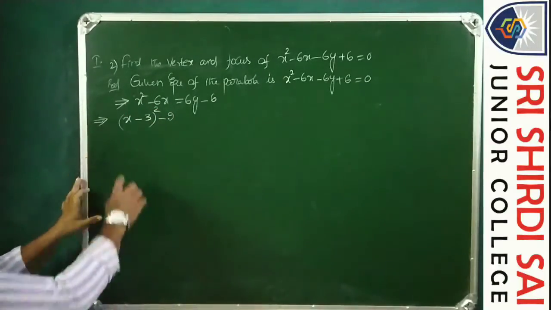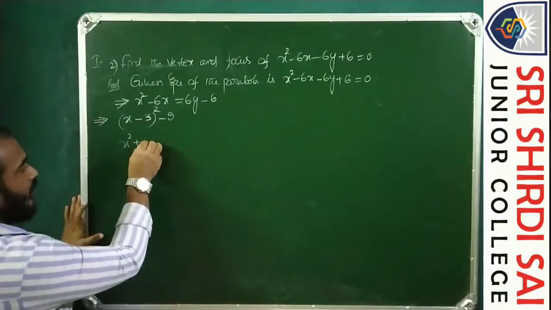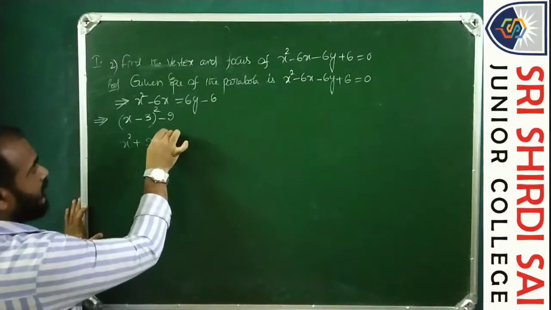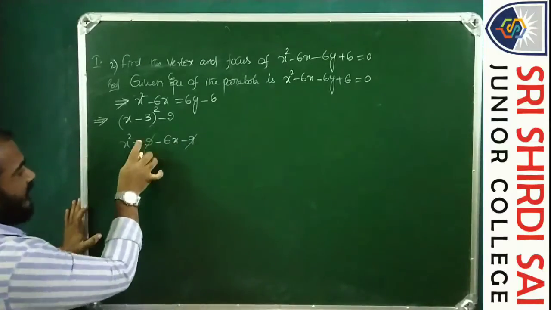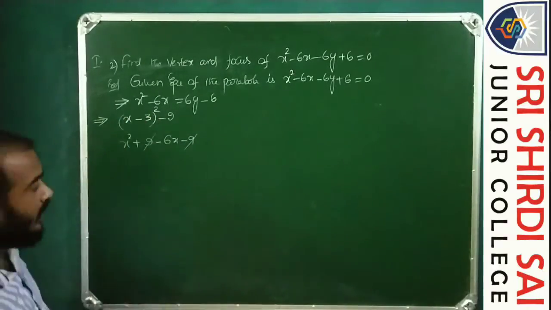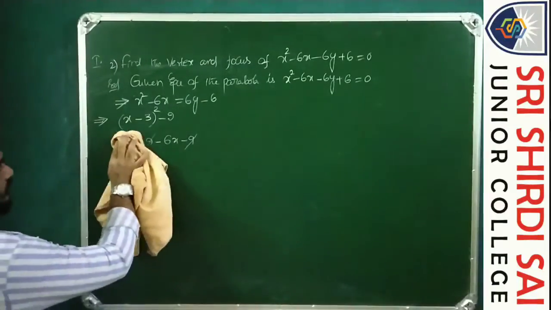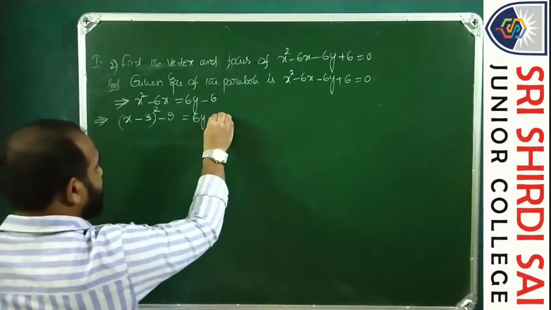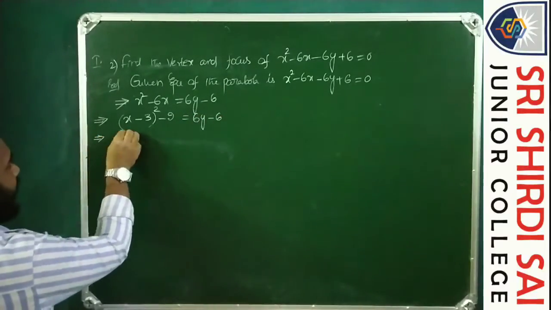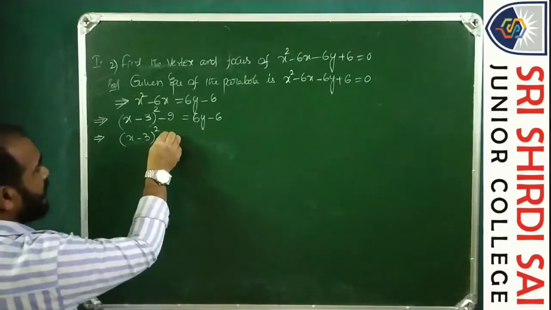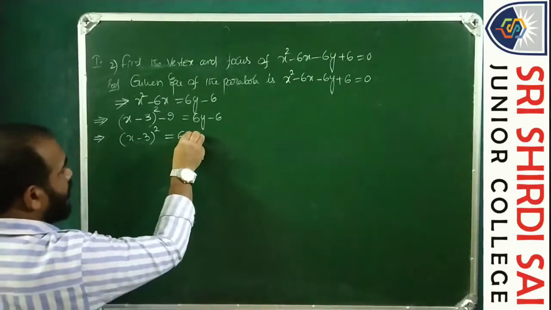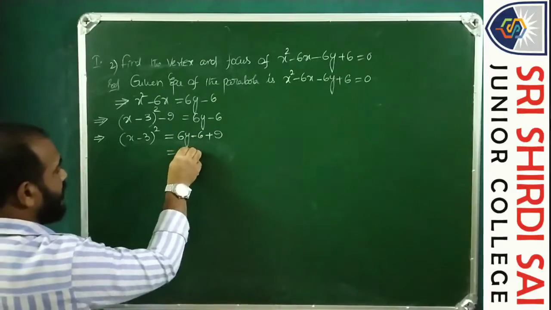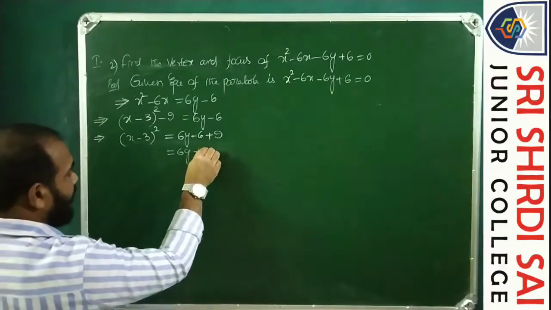You know how? This is x square, 3 square 9, a square plus b square minus 2ab, 2 3s are 6x, minus 9. The 9 gets cancelled. I am left with x square minus 6x only. So this is equal to 6y minus 6. This is equal to (x minus 3) whole square. This is equal to 6y minus 6 plus 9. 9 minus 6 is 3.